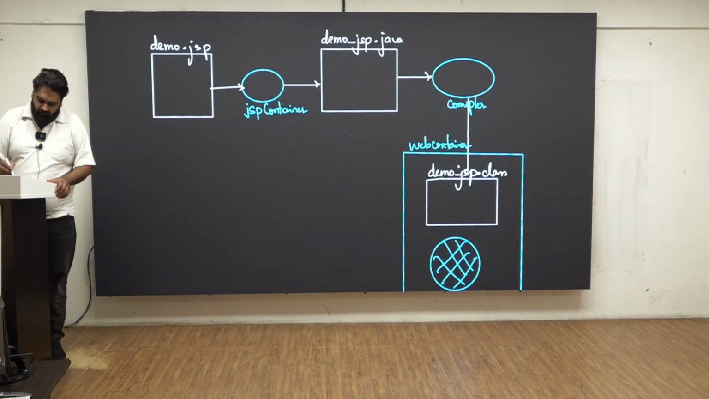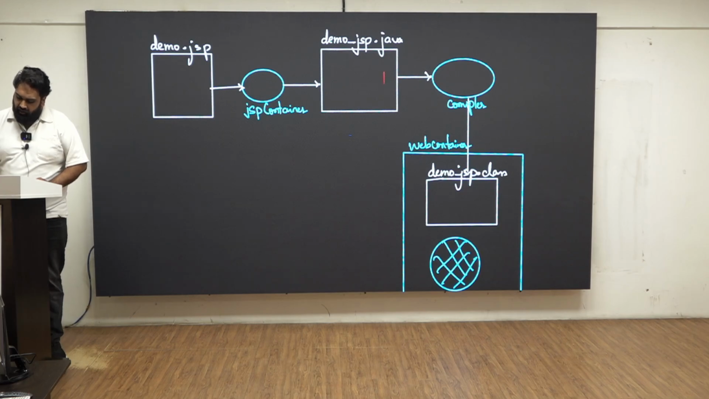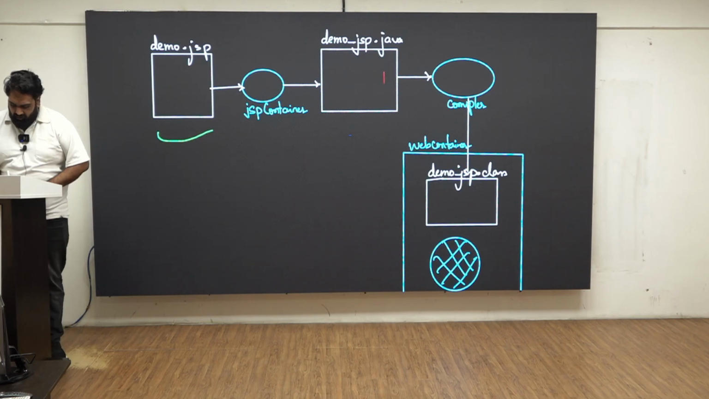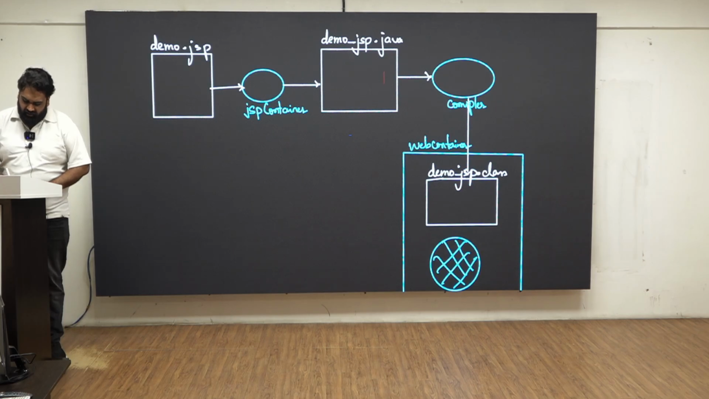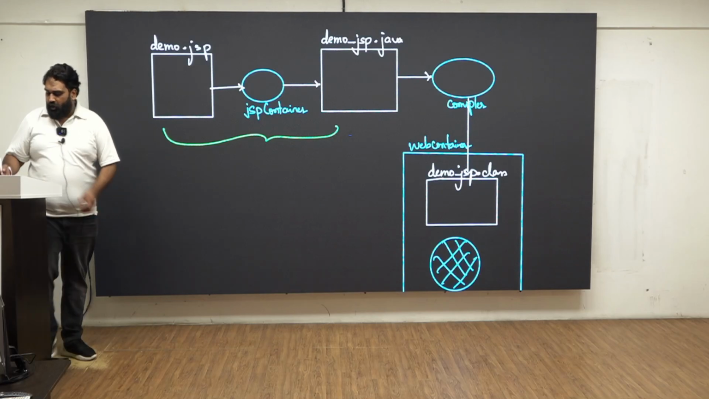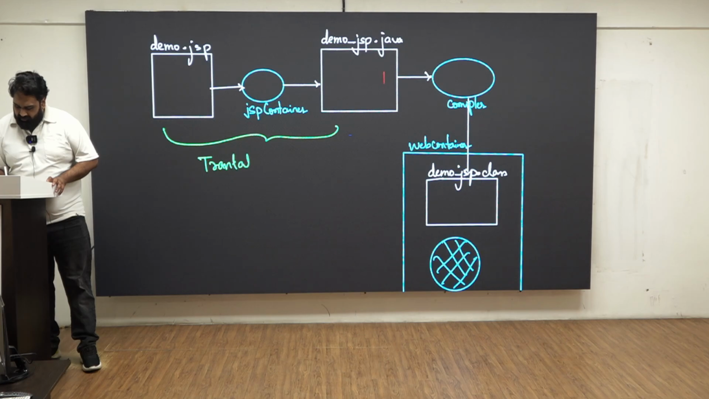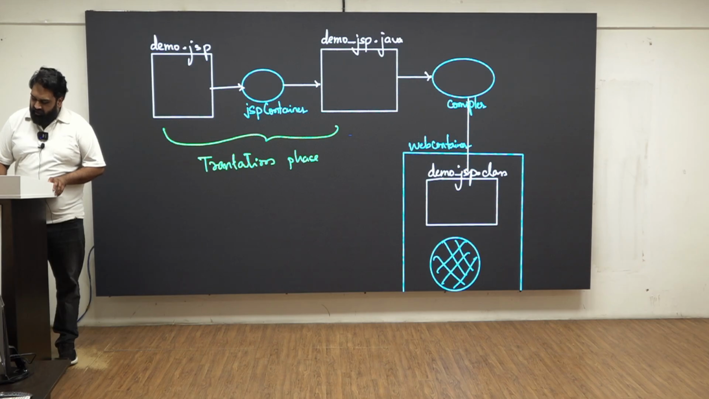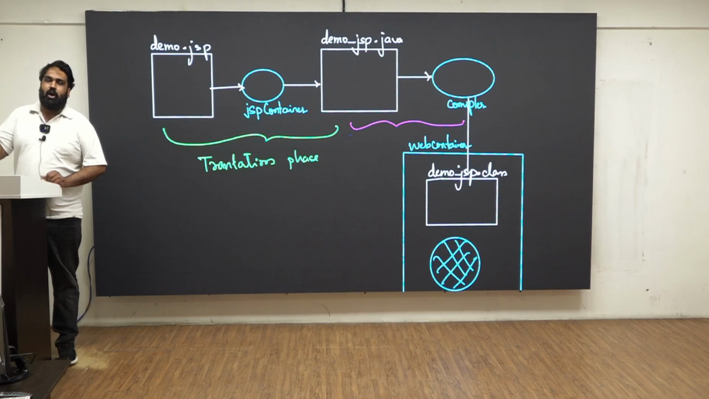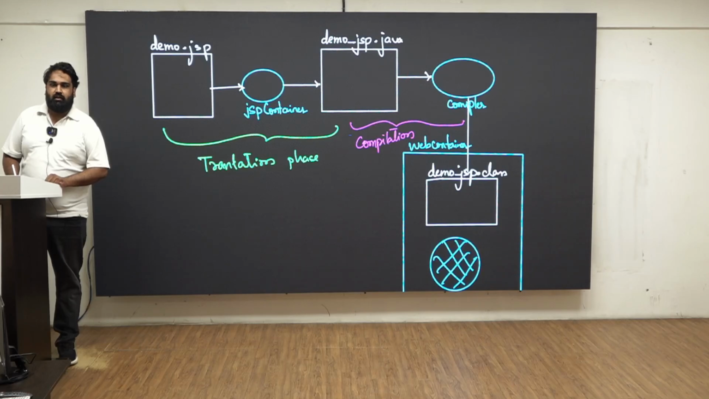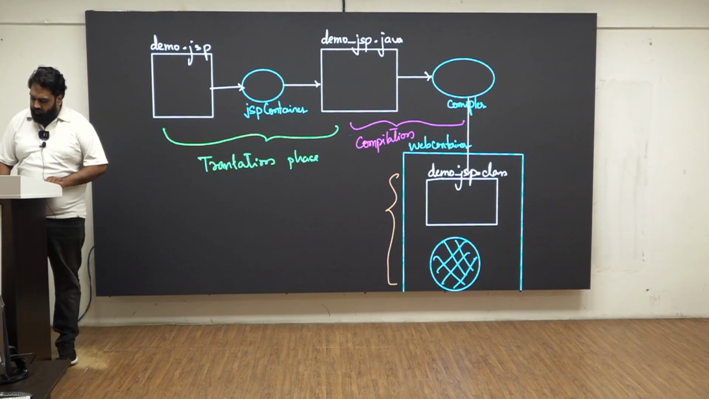See, whatever you are seeing here in this life cycle, I can break this down into 3 parts. The first part is taking a JSP file and converting it into a Java file. This process we call the translation phase. Then taking a Java file, giving it to the compiler, generating a .class file. You already know it. It is called the compilation phase. Then taking the .class file and trying to execute it is called the execution phase.